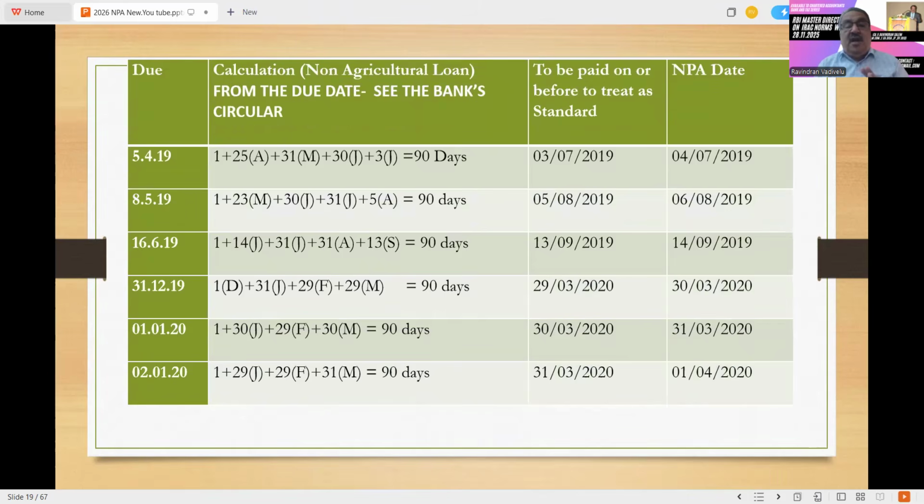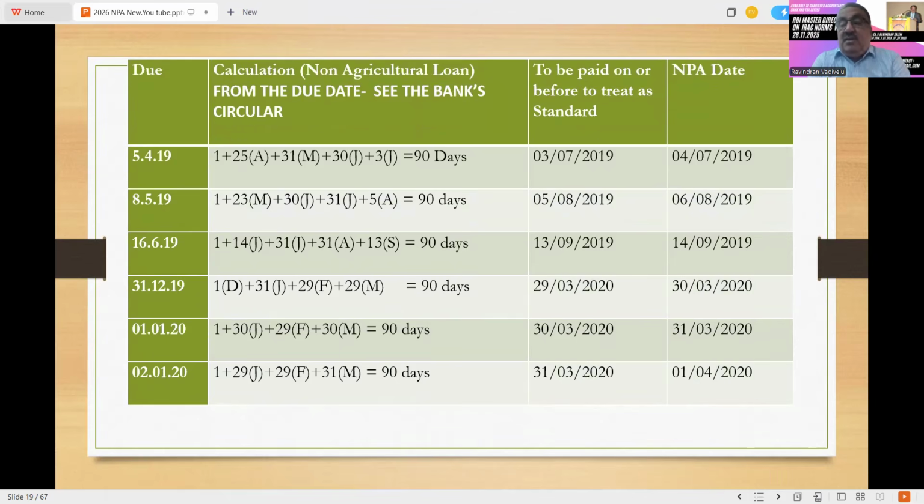And the next one is how to arrive at the 90 days. This is also another basic thing. So an account is due on 5/4/19. If you add 90 days, that is the remaining days of April, 25, May 31, June 30, July 3, so the 90 days end on 3/7/19.